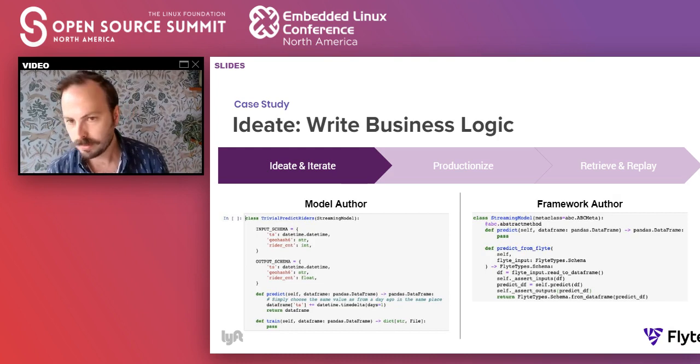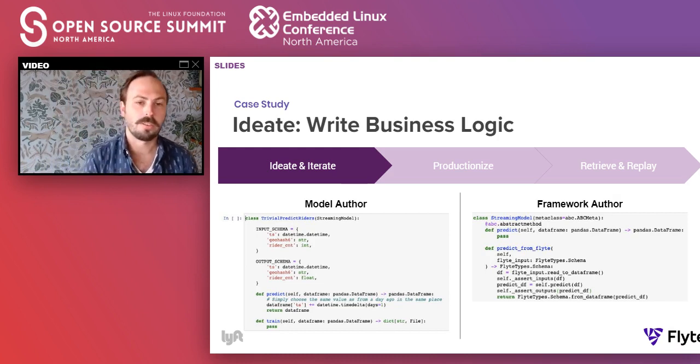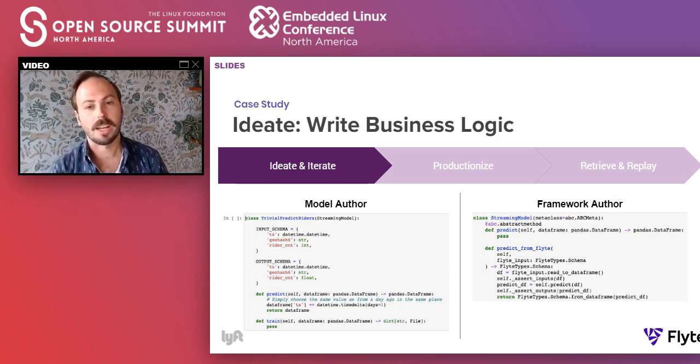So in this first phase, ideate, we have the write business logic portion. And as I mentioned, there's this divide. There's the framework author, and there's the ML suite or scientist who's writing the model code on the left. This is the interface that we produce for our scientists and ML suites. If you've developed a model at your company, you probably have a very similar abstraction. It's just a Python class with some inputs and outputs.